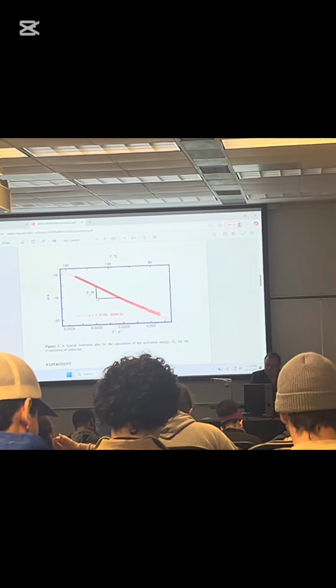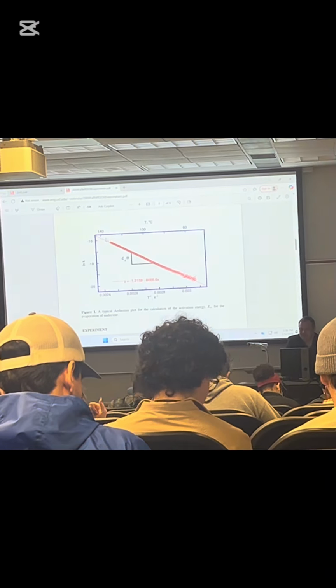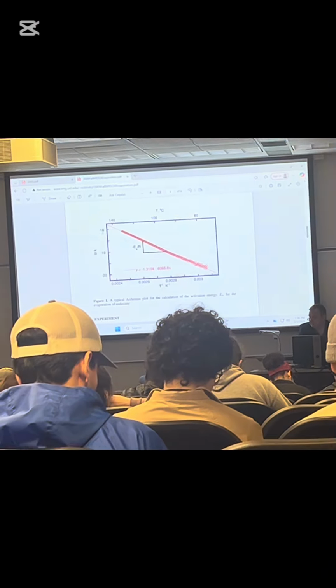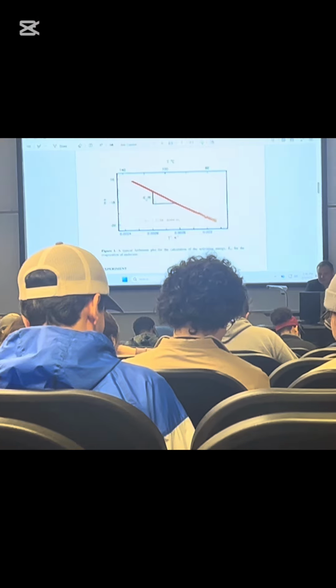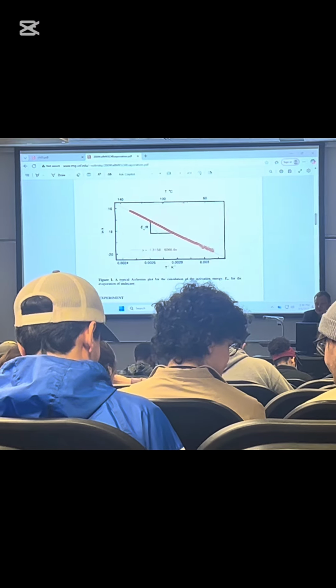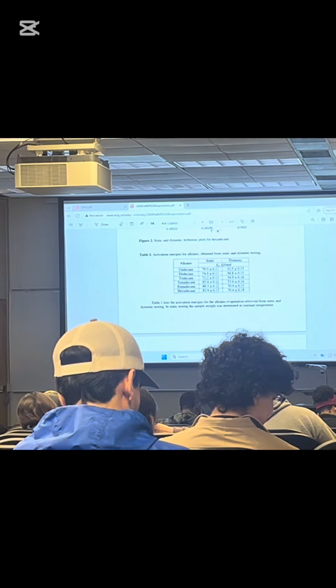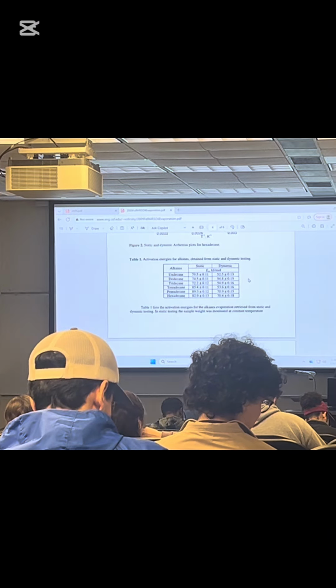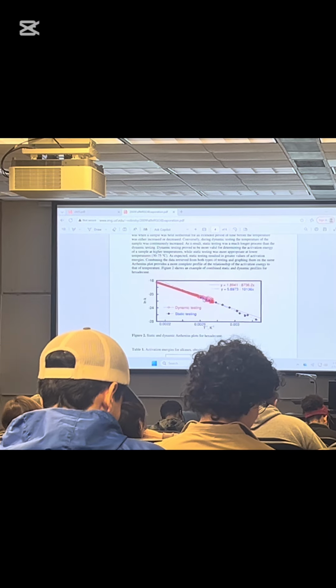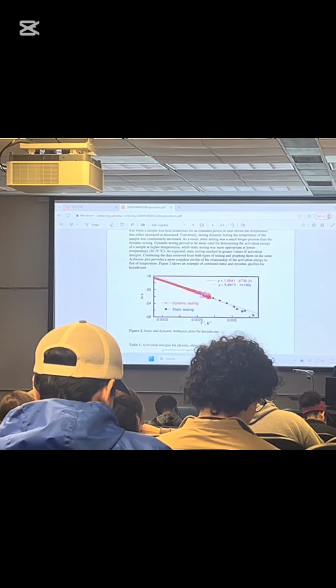But you see this slope here? You can fit a straight line to your data. And once you fit the straight line to your data, this slope is minus the activation energy over the gas constant. And that's where all these values come from, right here. For static and for dynamic test. For static test, we just kept temperature constant for 2 hours.